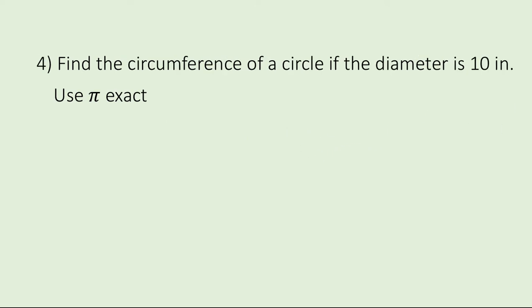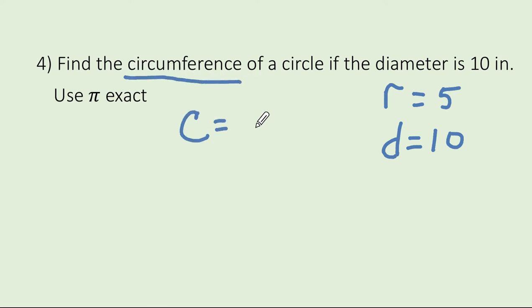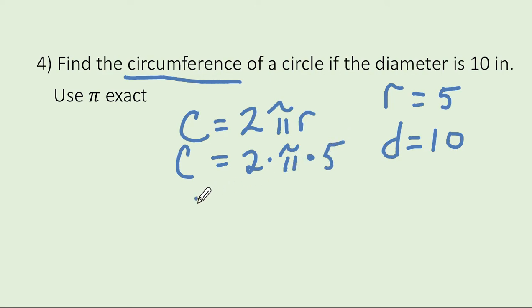Problem number 4. Find the circumference of a circle if the diameter is 10. So we're going to say diameter is 10, which makes my radius 5. We're going to use the correct formula, circumference formula, 2 pi r. Bring down the c, 2 times, it says use pi exact, so we're going to keep the pi symbol in there, and the radius is 5. So my circumference is 10 pi inches.